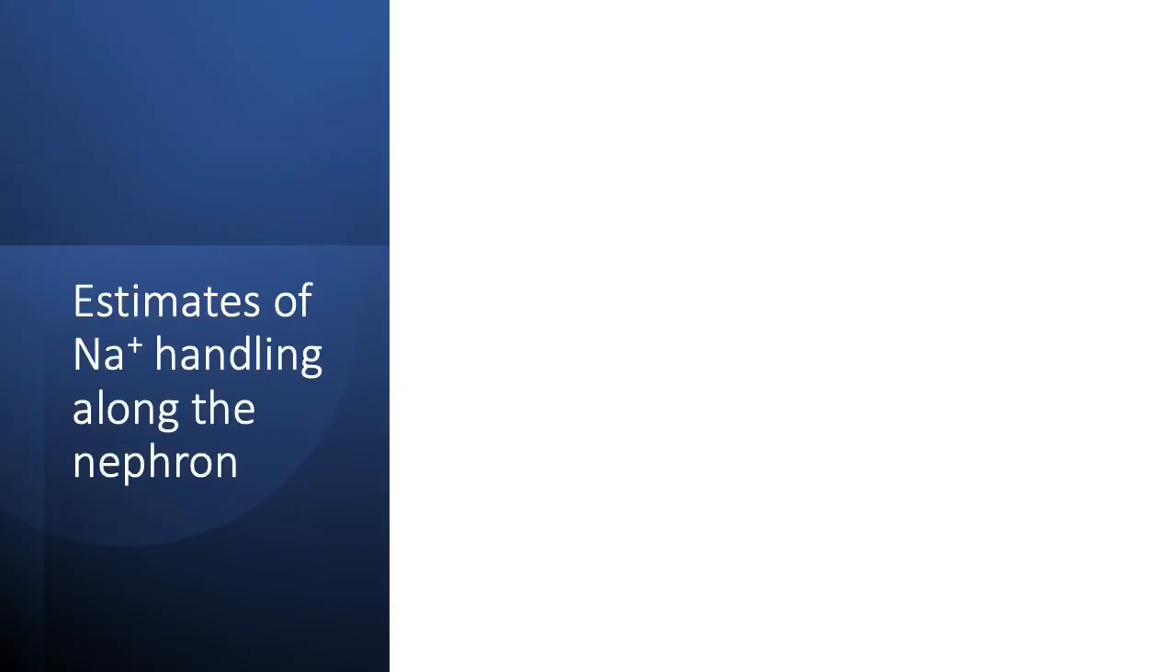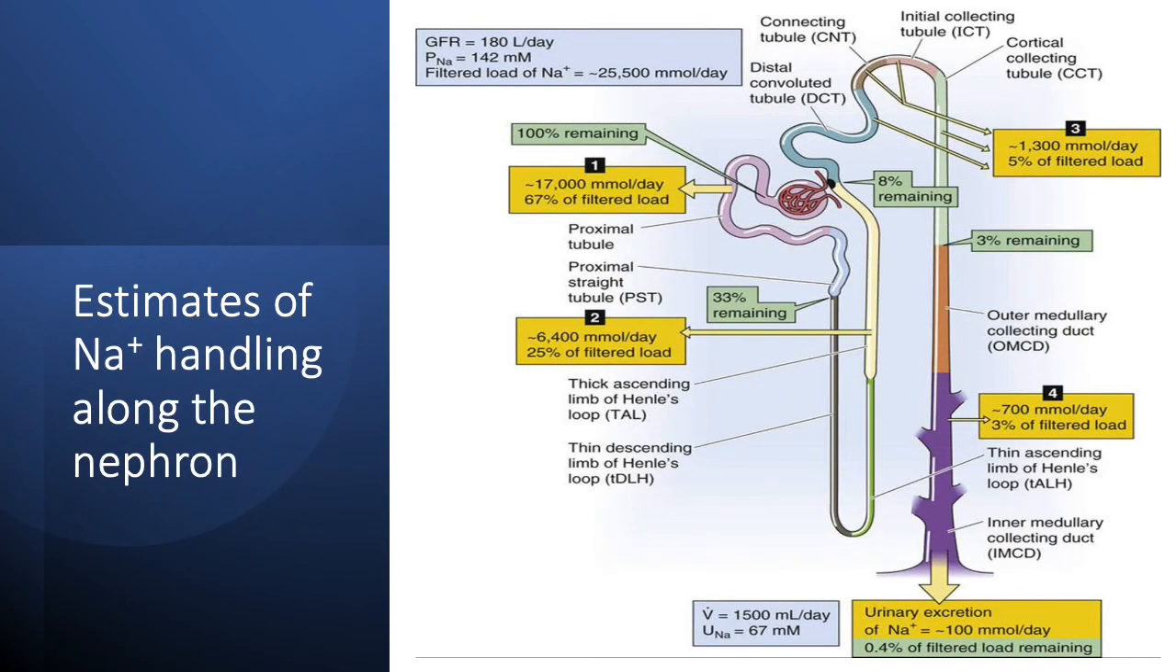Before starting the main transport process, this is a whole idea of from which part of the tubule the sodium is reabsorbed, and how much percentage. Actually, this is a schematic diagram of this. As we have discussed, the filtered load of the sodium is 25,500 millimole per day, and 67% of this tubular load is reabsorbed from the proximal tubule.